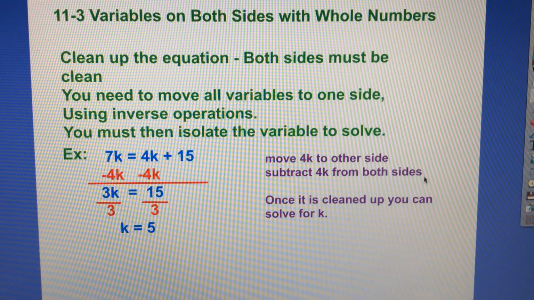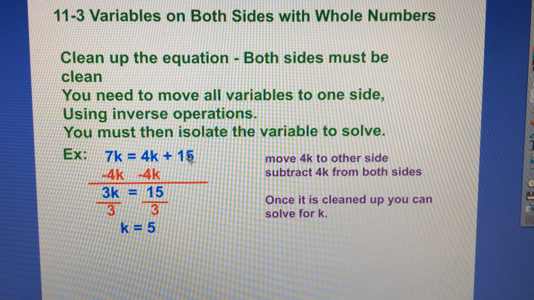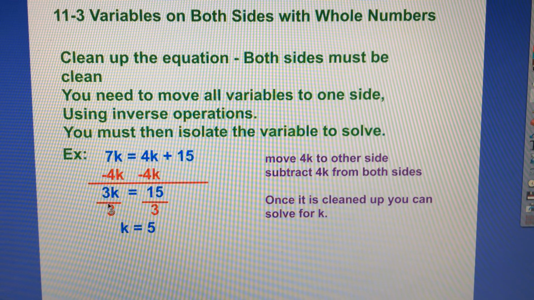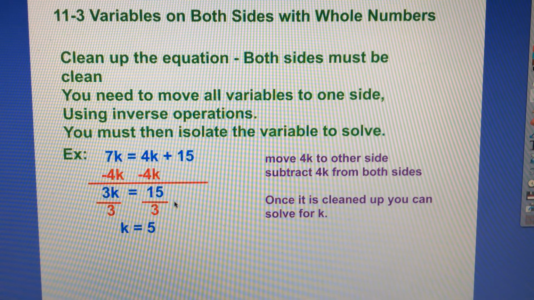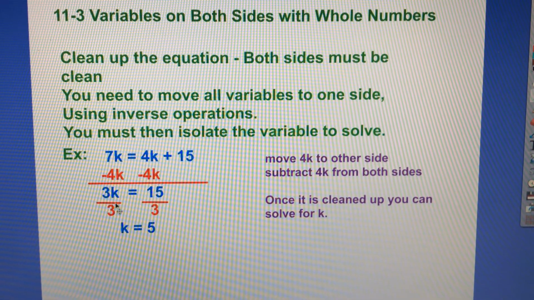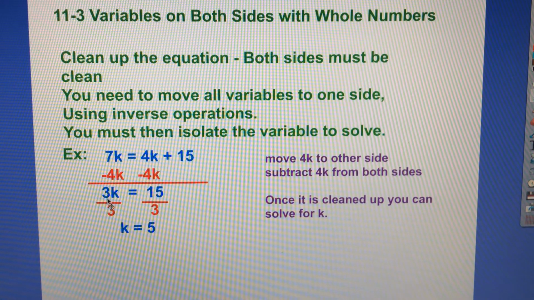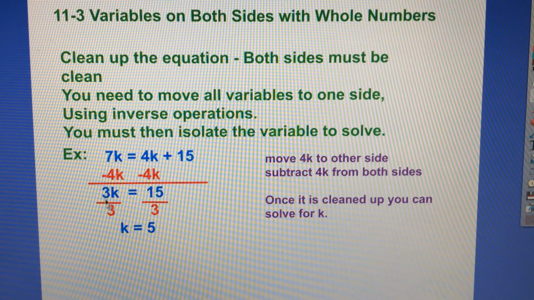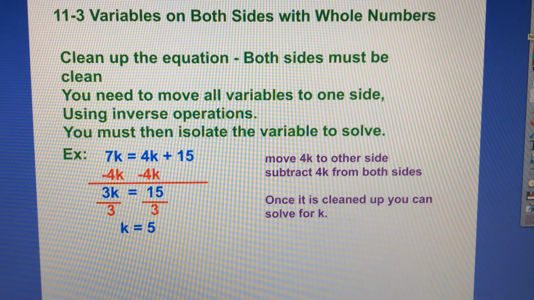Notice here are your directions on the right. I am left with 7k minus 4k, 3k equals my constant 15. Now both sides are cleaned up. I have variables only on one side, and I can do a simple one-step or two-step to solve. I need to have k isolated, so I need to divide both sides by 3, which is really every term by 3. k equals 5.